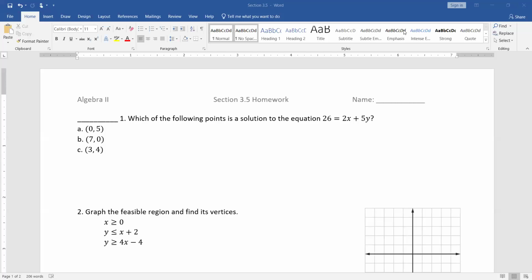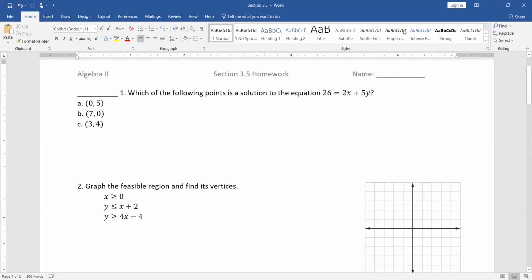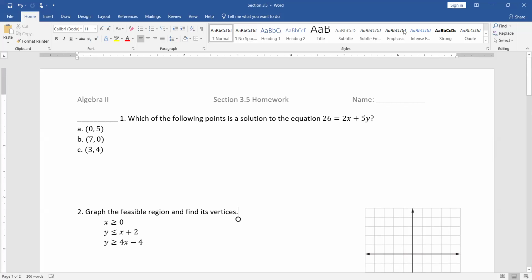Today we are reviewing section 3.5, which covers linear programming. Let me get this thing to work. Okay, so let's go ahead and start off with the first. I'm going to skip the second one. I think we all did the first part together.